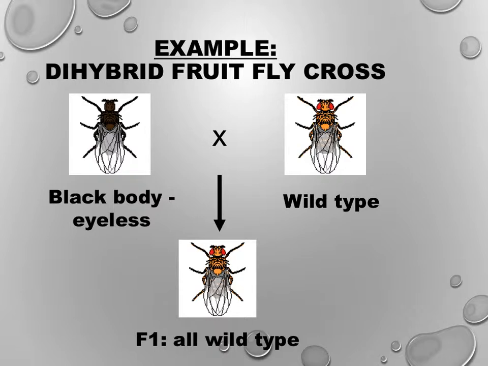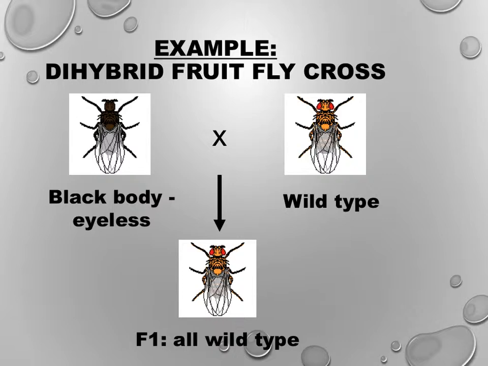Alright, so let's look at an example. This is an example showing a dihybrid cross between fruit flies. And we are crossing a wild-type fly that has normal eyes and normal body color with a fly that has a black body and is eyeless. So no eyes, and instead of being like an orangish yellowish color, the body is like a dark brown to a black color. So these flies right here would be our parentals.